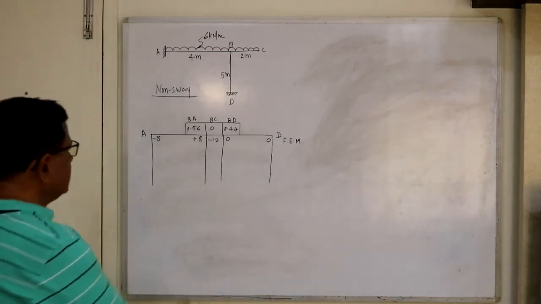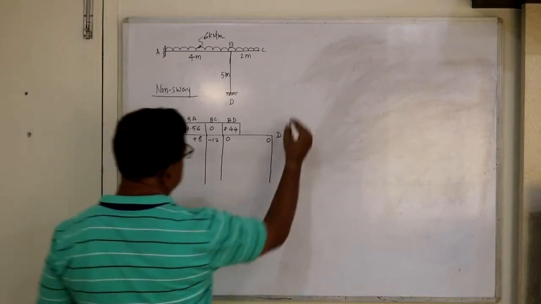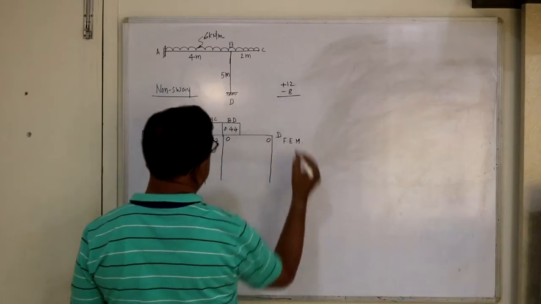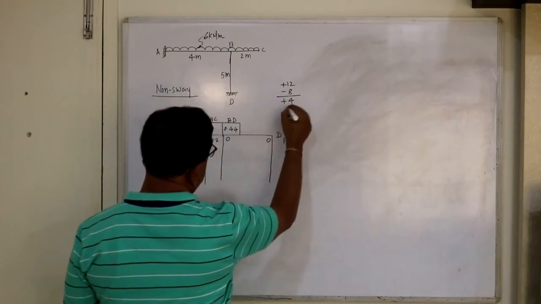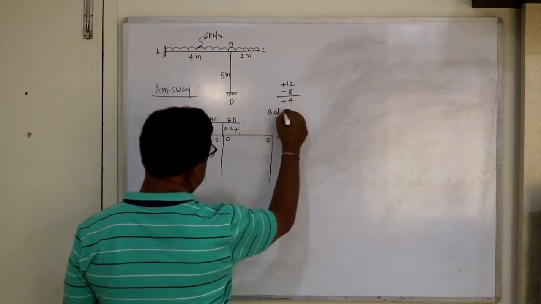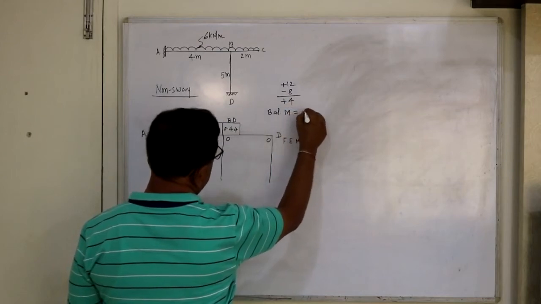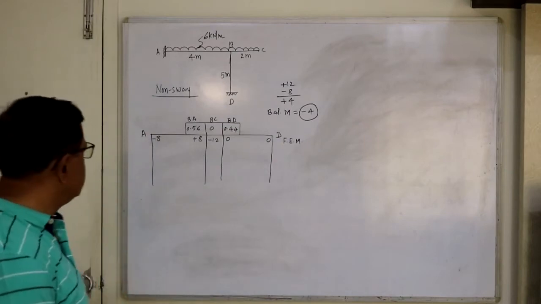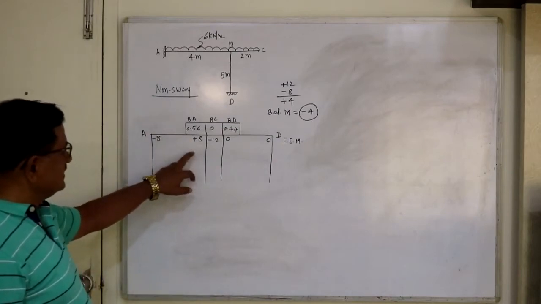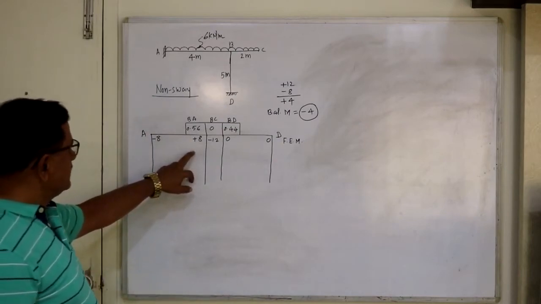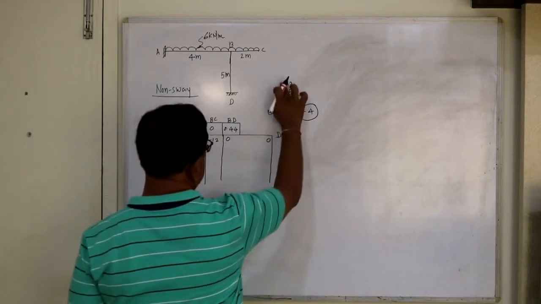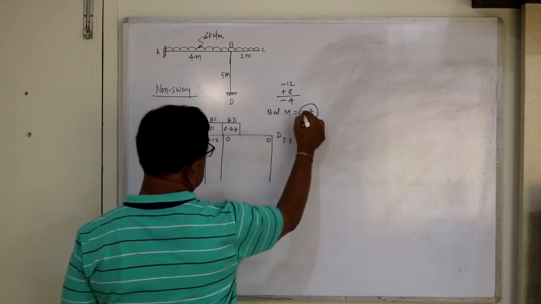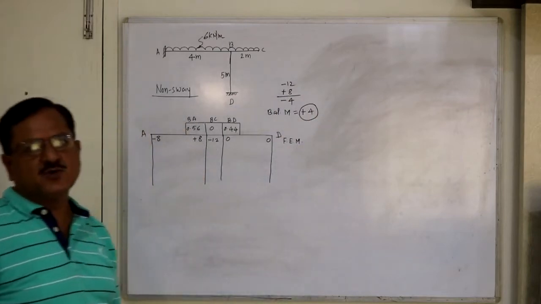So to balance, find out unbalanced moment, that is +12 -8. You will get unbalanced moment +4. So balanced moment is equal to -4. So this -4, that is balanced moment, multiplied by 0.56, you write here. Sorry, this is minus, this is plus, this is minus, and this is plus. So the balanced moment is positive.